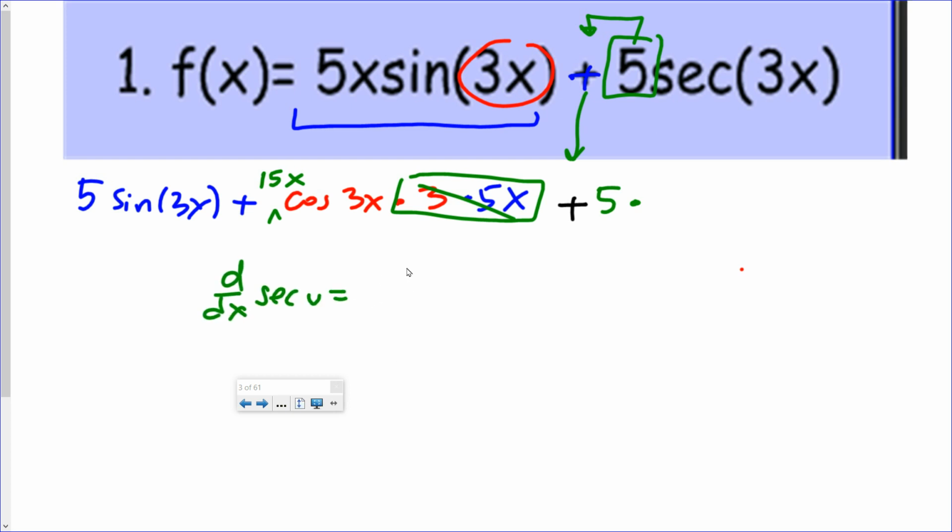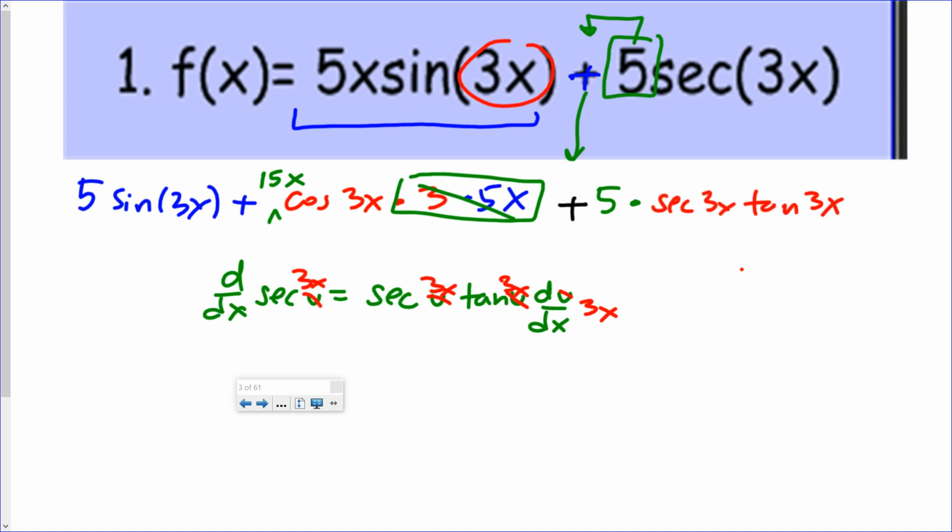Well, what's the derivative of secant u? Do you remember? Secant u, tangent u, du dx. Okay, what's my u in this problem? 3x. So this will be 3x, this will be 3x, this will be 3x, and I'm taking the derivative of 3x. Then I just transfer this answer right up here. So this is secant 3x, tangent 3x, and what's the derivative of 3x? 3. And are you guys good that that's really the same as just multiplying by 15 in the front?